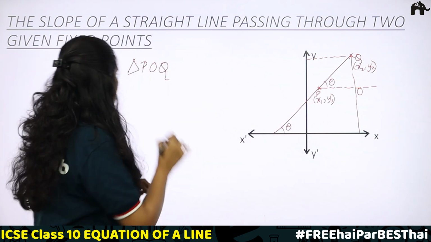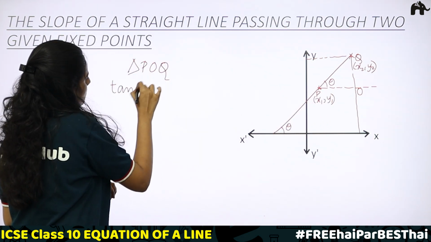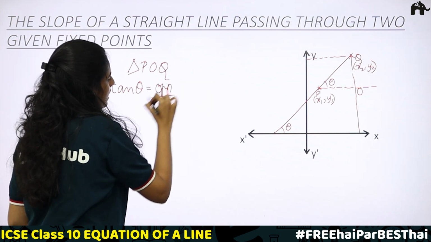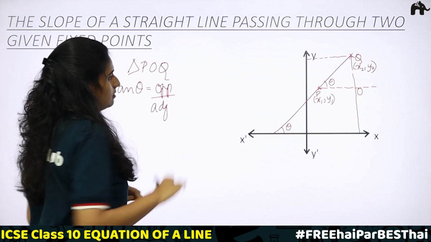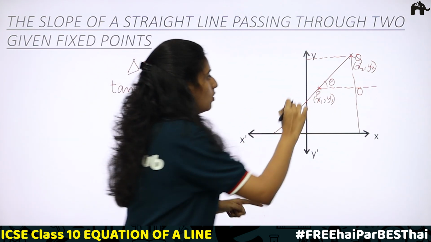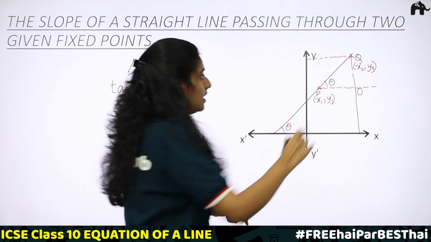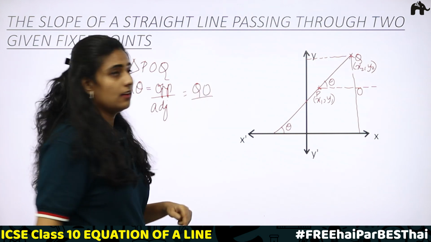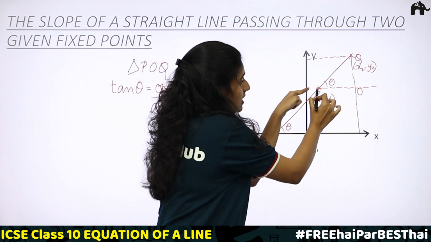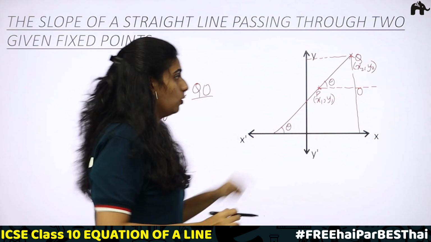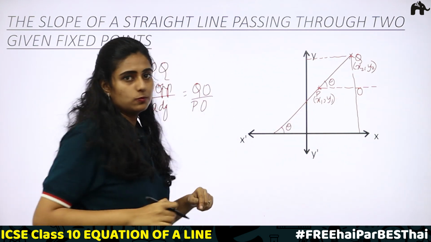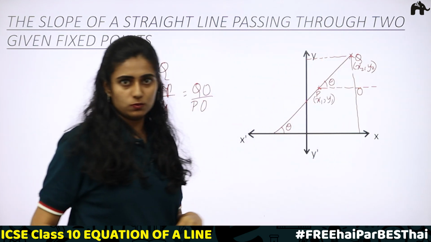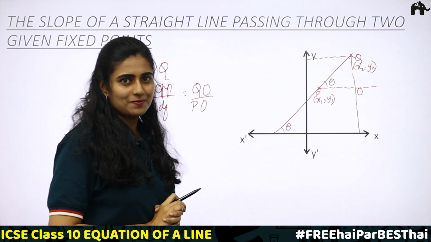Let us find the tan of angle theta. What is tan theta? Tan theta is opposite side divided by adjacent side. For this angle theta, what is the opposite side? Here we have QO. QO is the opposite side. Adjacent side, angle touching side. This is PO. We have adjacent side, PO. Now, what are the measures of QO and PO?